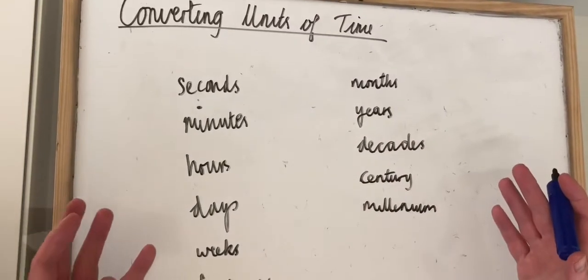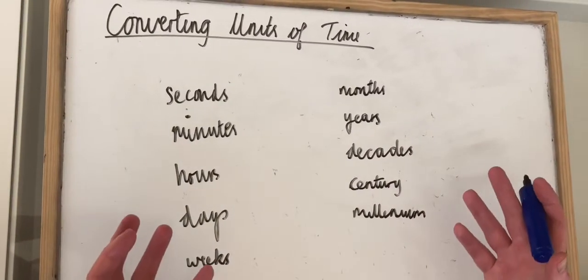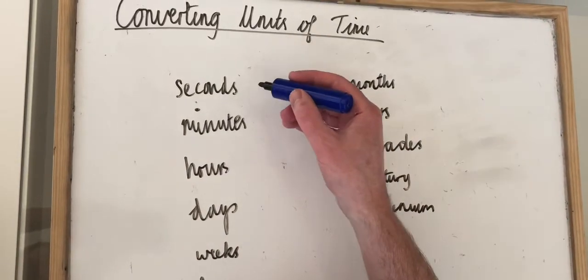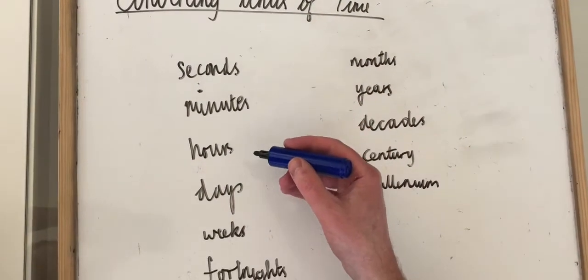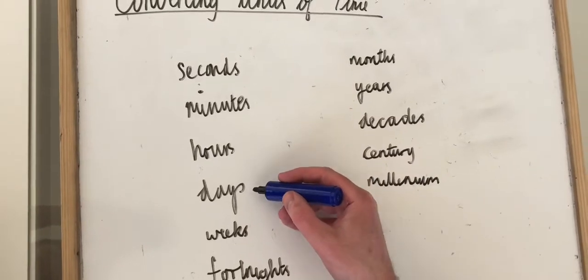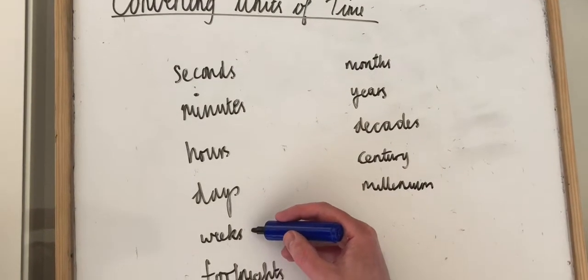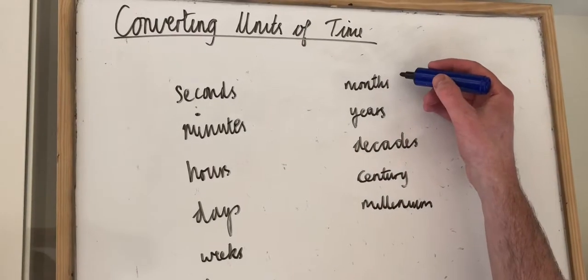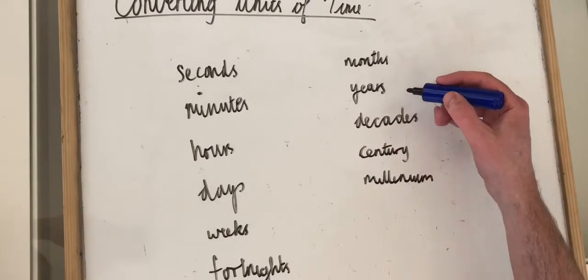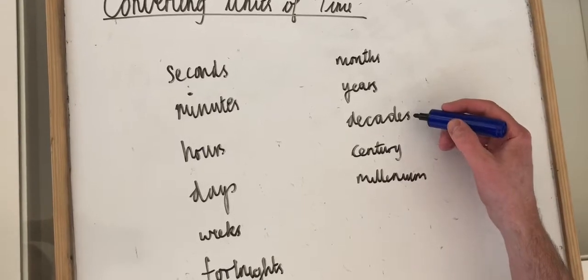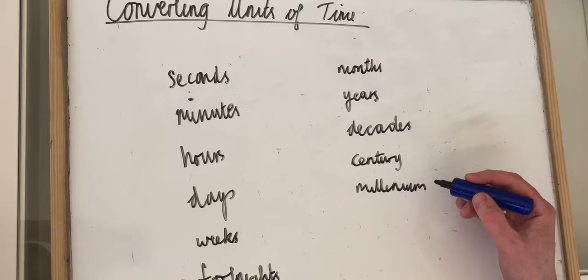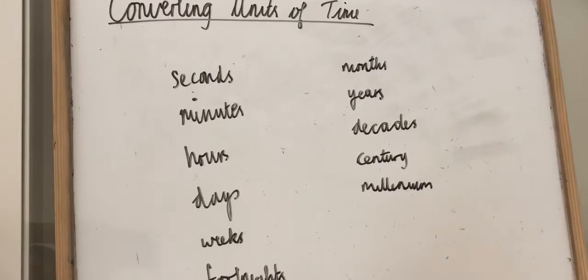Okay, on here I have recorded down all the units of time that I can think of. So we've got seconds, we can measure time in minutes, hours, days, weeks, fortnights, months, years, decades, centuries, and we can even mention a millennium.